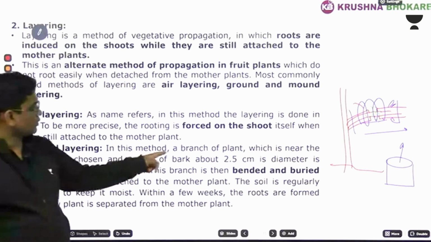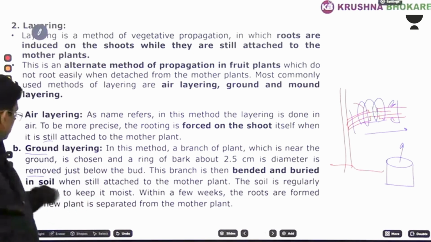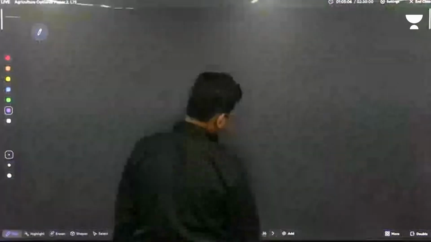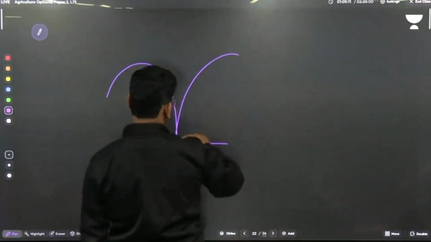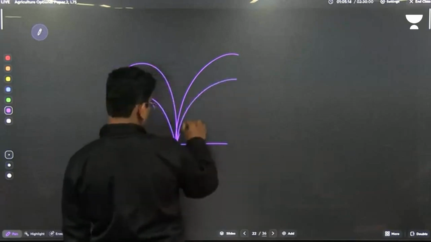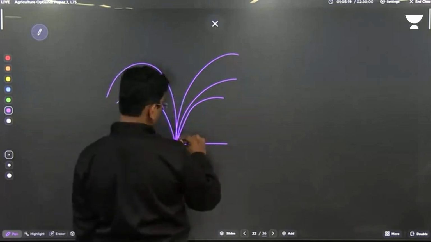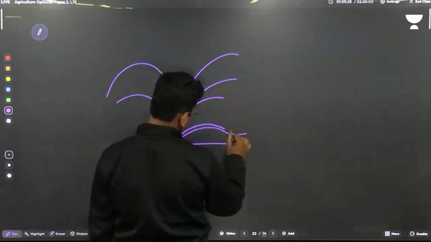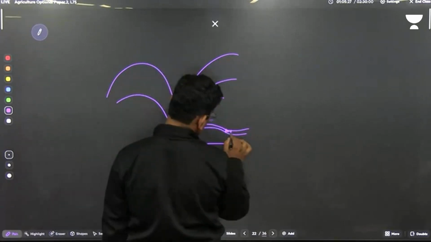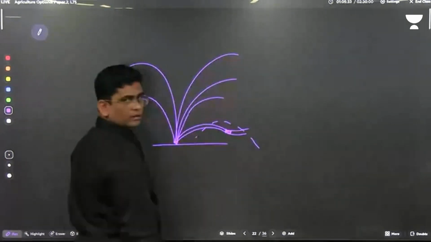In this method, a branch of the plant near the ground is chosen, the bark is ringed, and the ring is removed just below the bud, then the branch is bent and buried. Let's say this is your guava. You know guava. Out of that we are taking one branch. We are removing the cover at this point and then burying this branch into the soil.